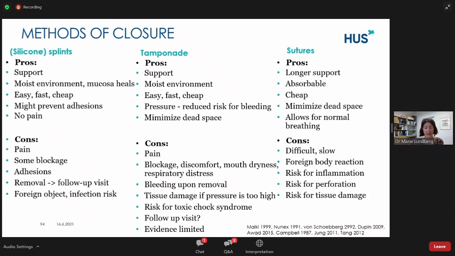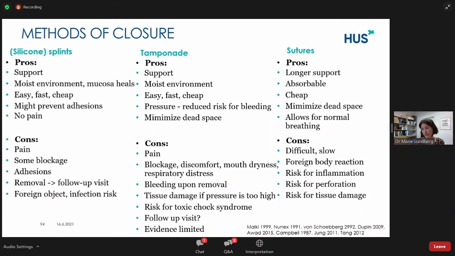The tamponades are quite uncomfortable for the patient. They create pressure, which reduces the risk of bleeding, but it also can cause tissue damage, and there are reports of toxic shocks after tamponades. They always have to be removed, and there is usually bleeding upon removal. The patients might get dry mouth, and even respiratory distress with the tamponades.